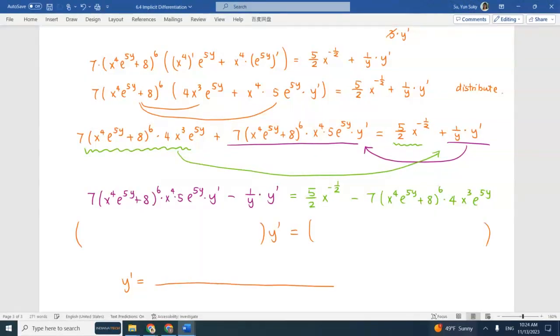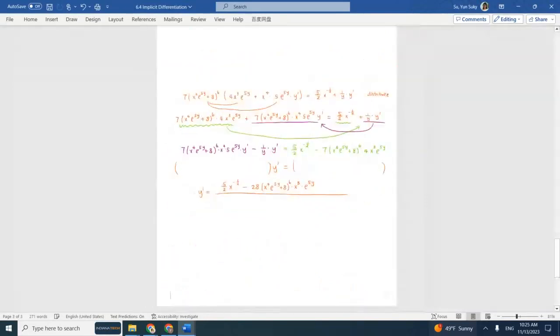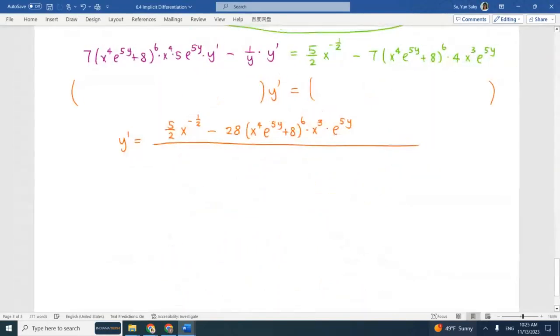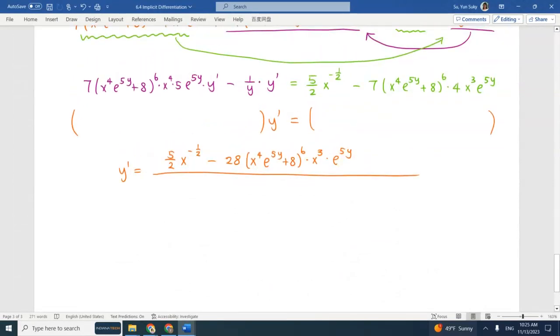So my y prime is my right-hand side, which is 5 over 2 x to the minus 1/2 minus 7 times 4, 28, x to the 4th e to the 5y plus 8 to the 6, and then x cubed e to the 5y. Oops. Okay. Is that okay, everybody? No? So, everybody okay with this step?